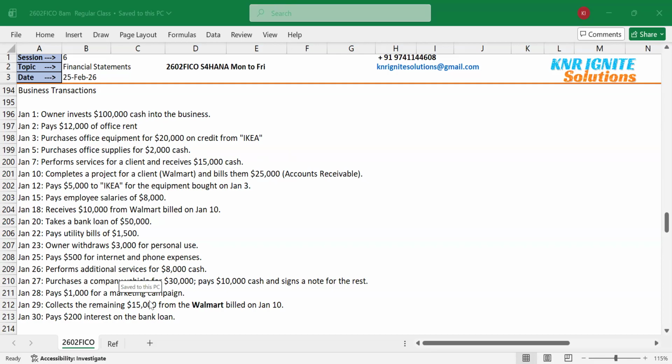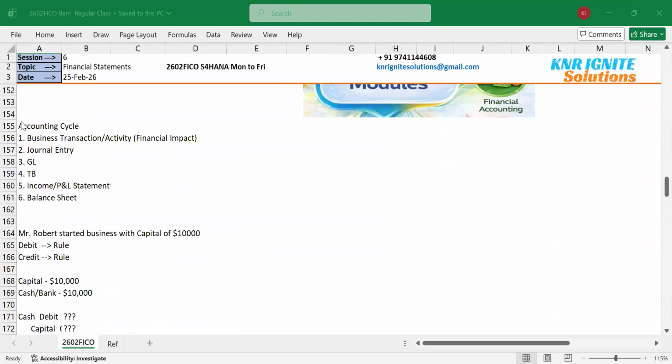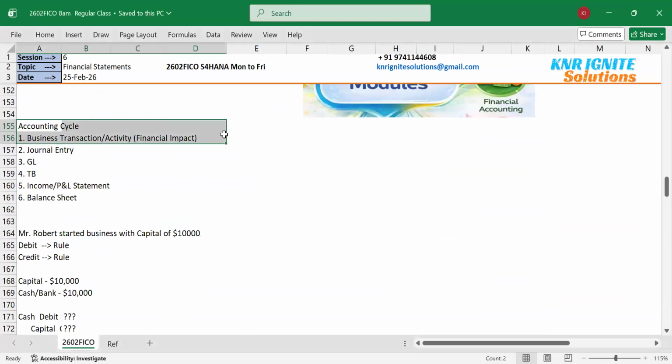And similarly, if you read these transactions, maybe you can go through all of them later. I'll show you one by one how to write a journal entry. If you go back and understand the accounting cycle that we have seen, first I should know what my business transaction is that contains financial impact. And how do I convert that transaction into a journal entry? Then we'll proceed with general ledger preparation, then trial balance, income statement, all the way down to the balance sheet.